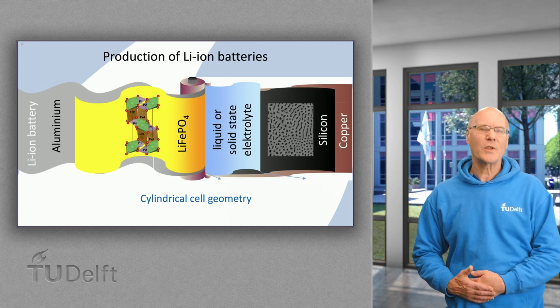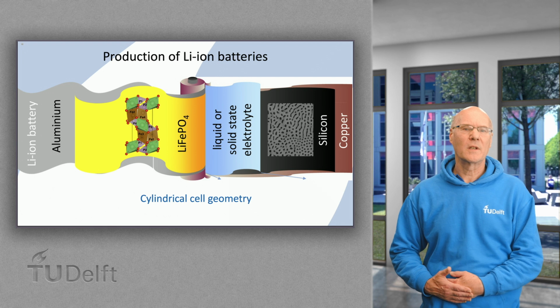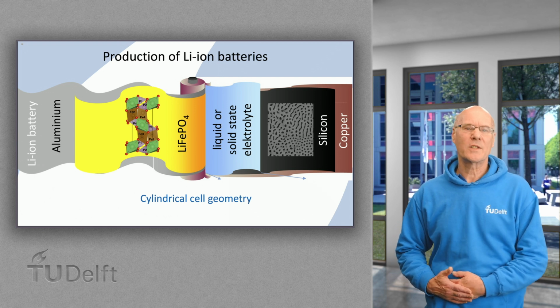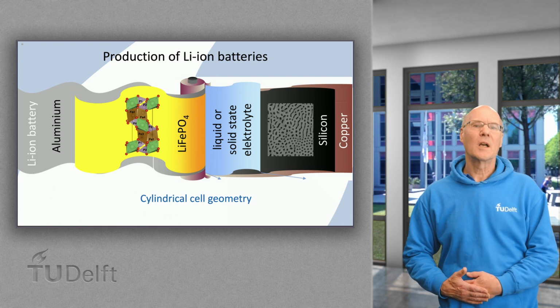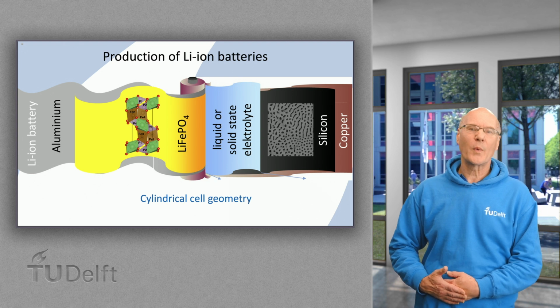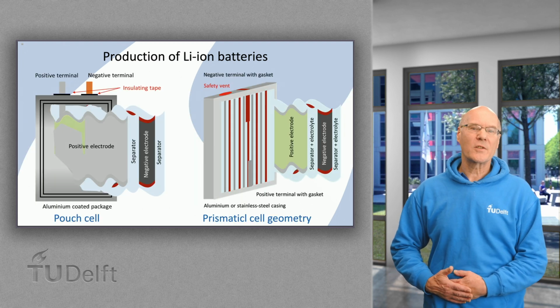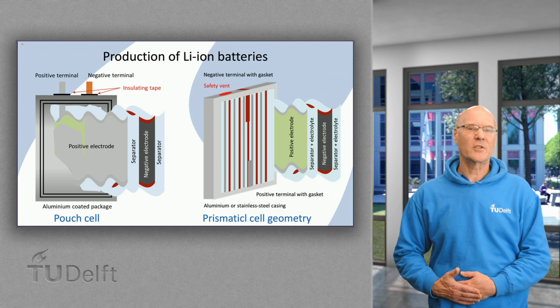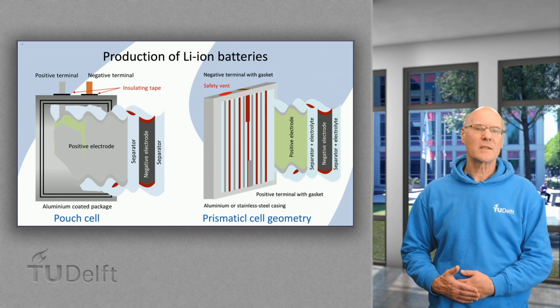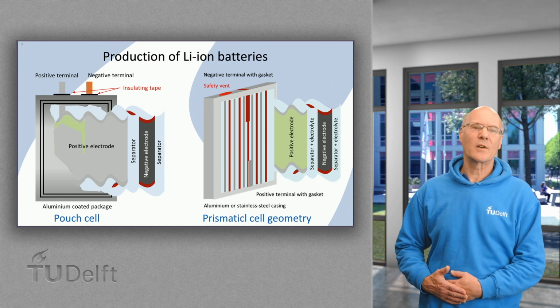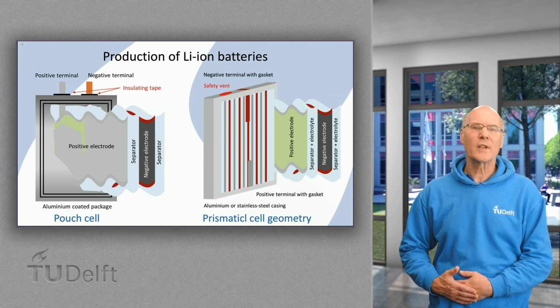Lithium-ion batteries are produced in three different shapes. A cylindrical cell, which looks like a toilet roll, but then with the active components in it. A pouch cell and a prismatic cell geometry. Nevertheless, the materials and production of these various designs do not differ so much.